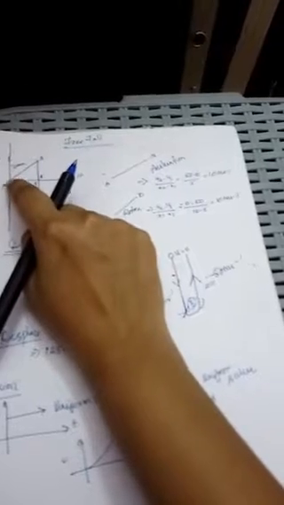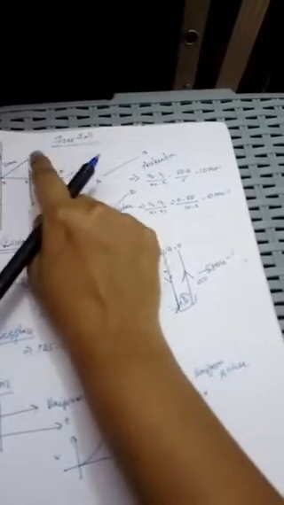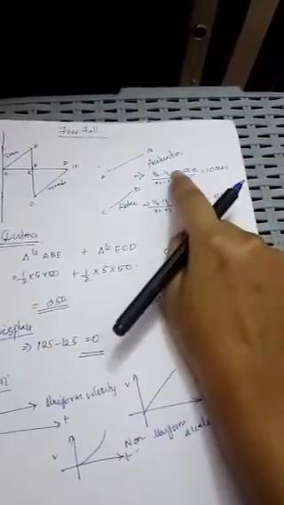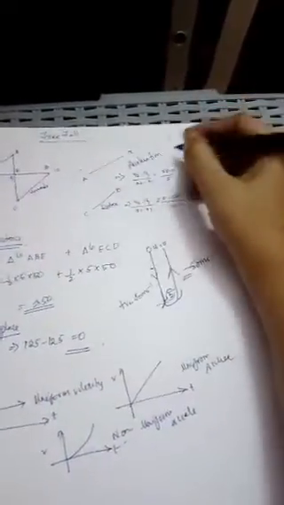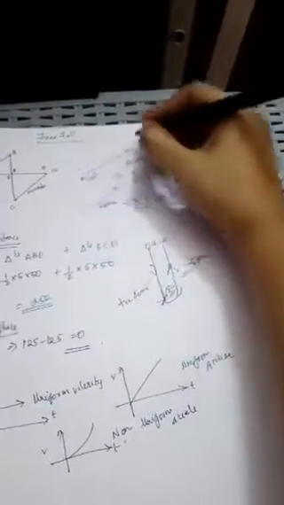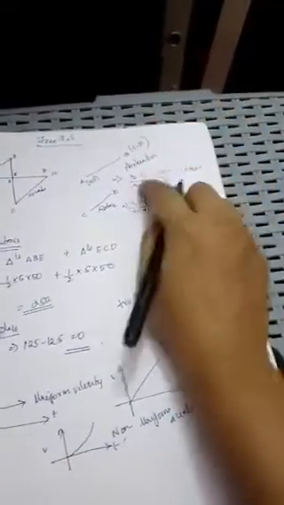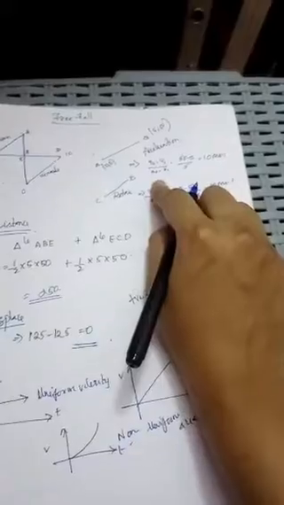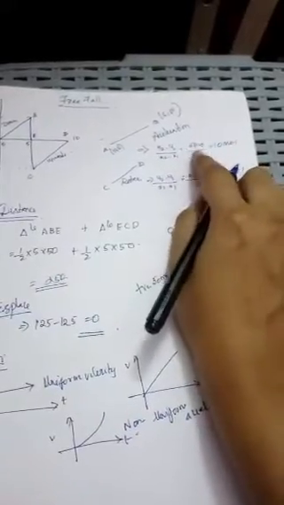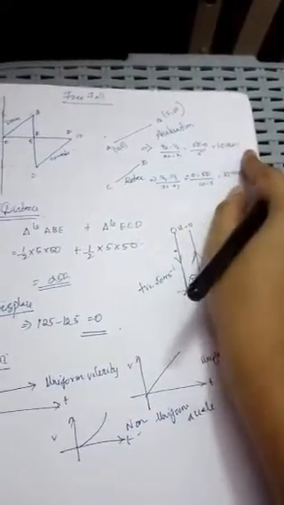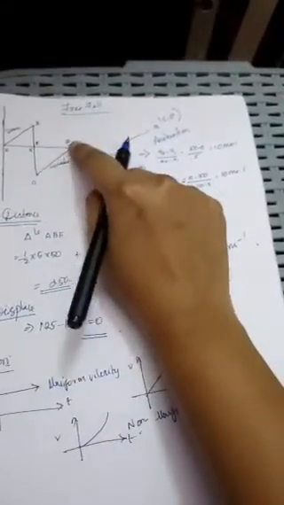So AB, I have to find slope. So what is this point? A is (0, 0). B is (5, 50). So use that. So for your acceleration, what is your slope formula? y2 minus y1 divided by x2 minus x1. 50 minus 0, 5 minus 0. Therefore it is 10.